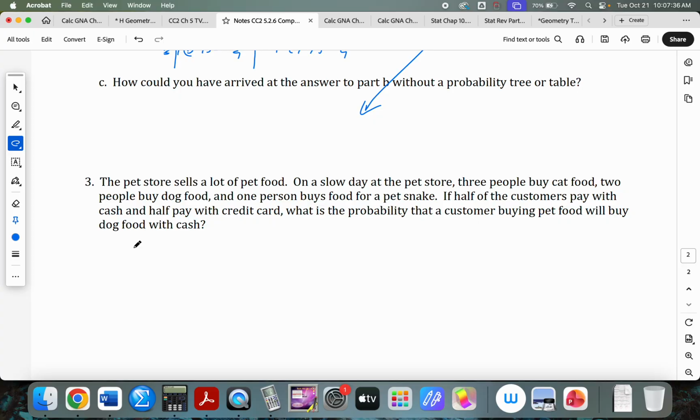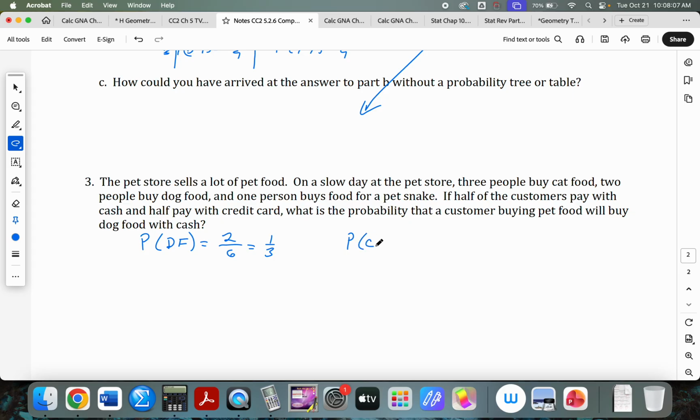Okay, so what's the probability that they buy dog food? 2 over 6. So why is it 2? Because there are 2 people who buy dog food. Right, there's 2 people that buy dog food, and why is it over 6? Because there's 6 total people. Right, there's 6 total people. So that's 1/3.